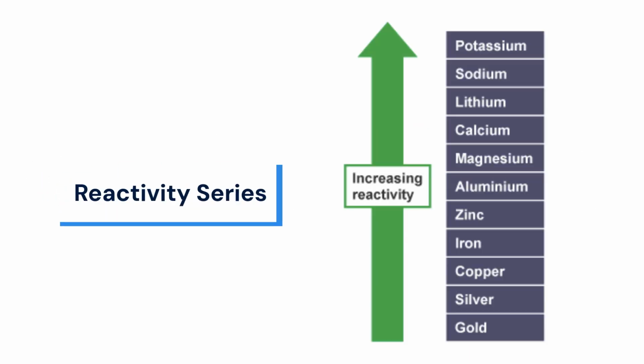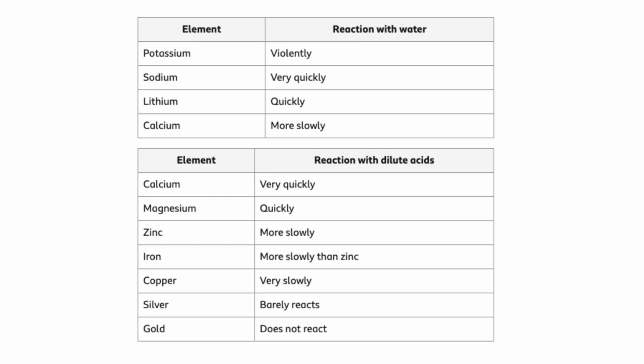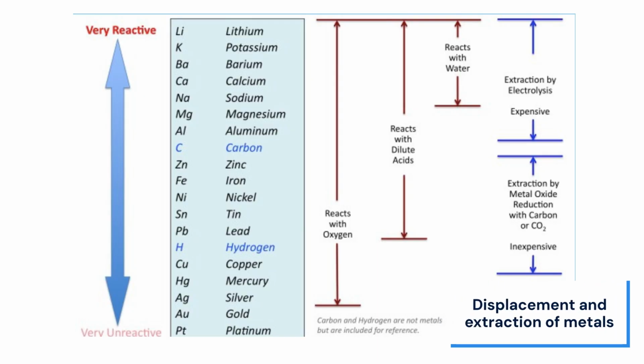To organize this behavior, chemists arranged metals in the reactivity series, a list from the most reactive metals such as potassium and sodium at the top to the least reactive like silver and gold at the bottom. This series helps predict whether a metal will react with water or acids, whether it can displace another metal from its compound, and even how it can be extracted from its ore.